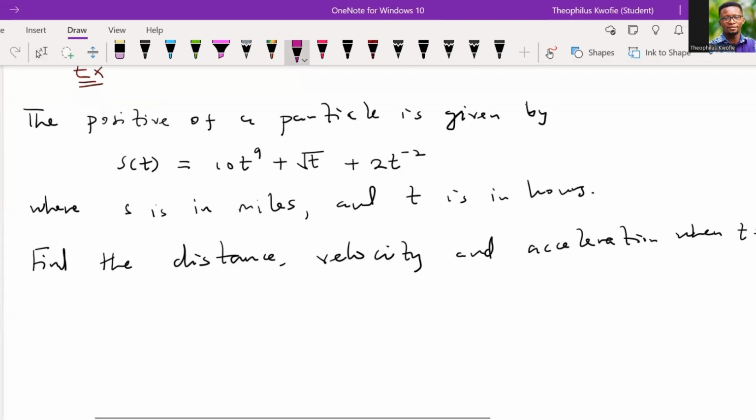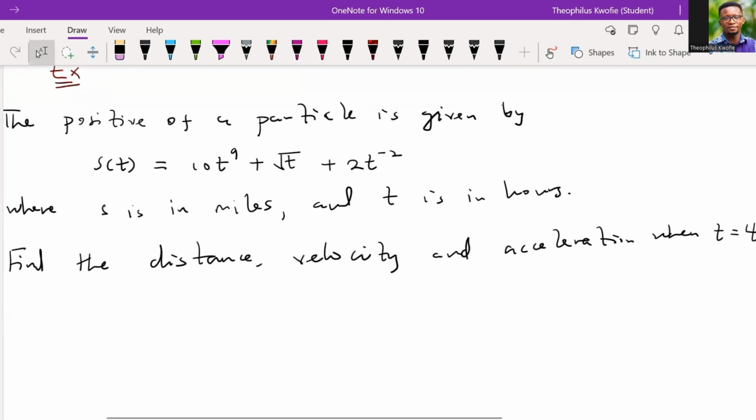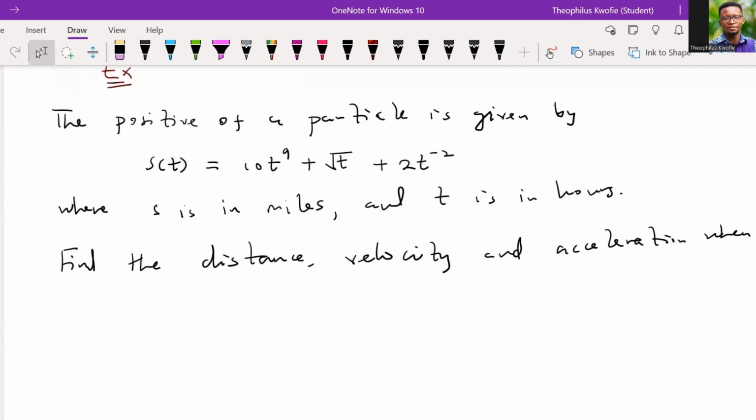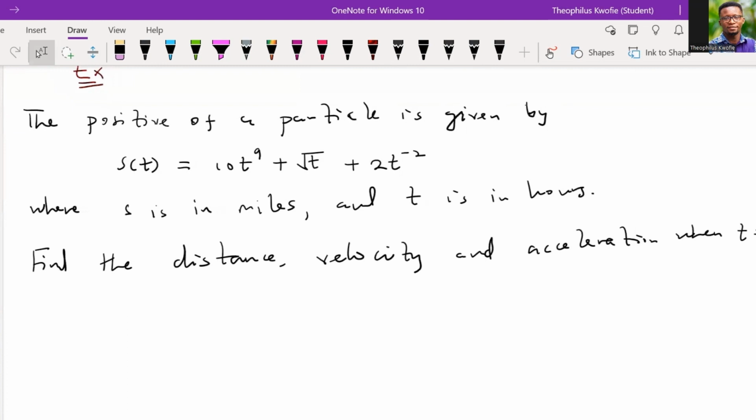All right, so now the question is that the position of a particle is given by such a function, where we claim that S is in miles and t is in hours. Now the question is, how do we find the distance, the velocity, and the acceleration when t is equal to 4 hours? It's a very nice question. So I think we would want to take our time to really understand it so that we can appreciate it as well.